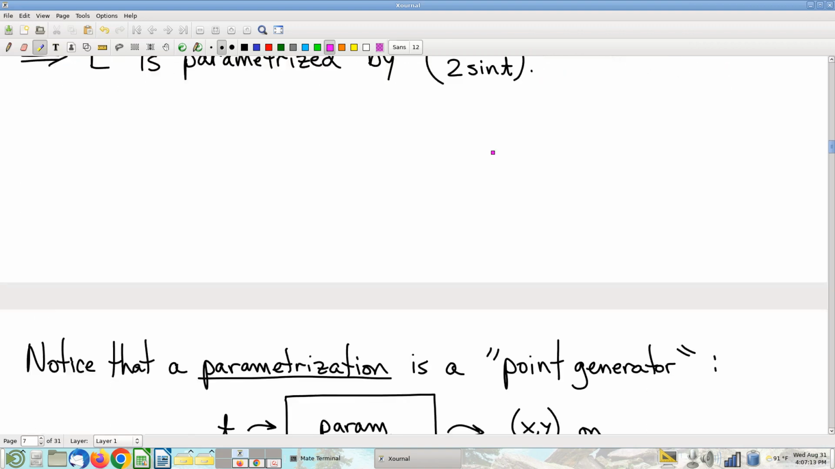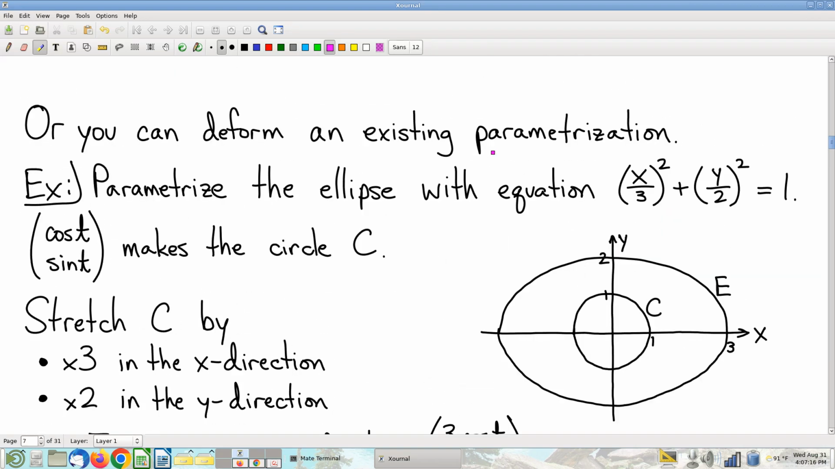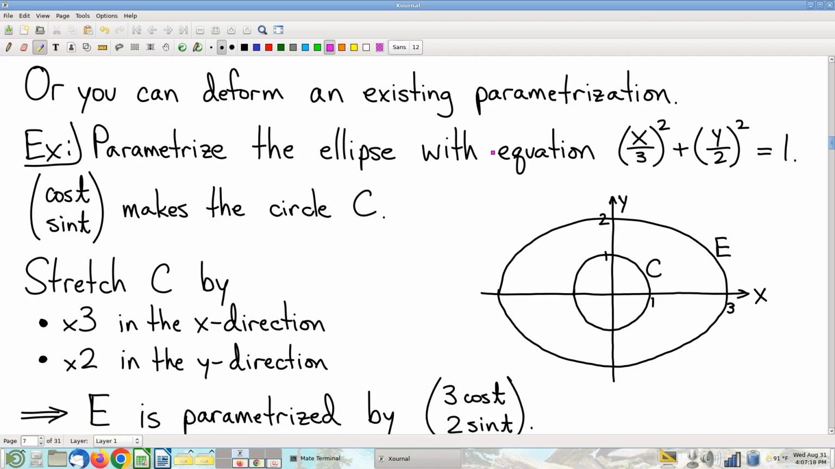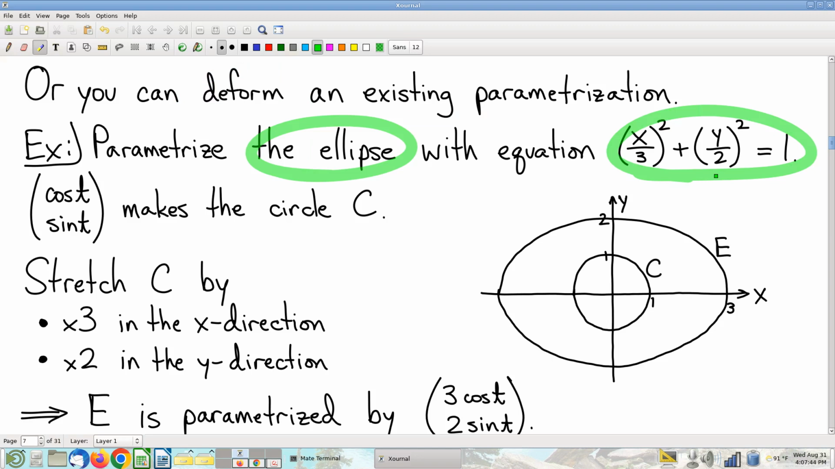I think this is the last one I'm going to do, but let's just say there's another one. I don't want to get ahead of myself. Sometimes you have an existing parameterization that you already know how to do, and to parameterize what you want, you just need to deform your existing parameterization. Just tweak it a little bit to get the new one that you're actually interested in. So, in this case, suppose you want to parameterize this ellipse with that equation. Which, of course, y'all remember from algebra 2. That's an ellipse that looks kind of like this.